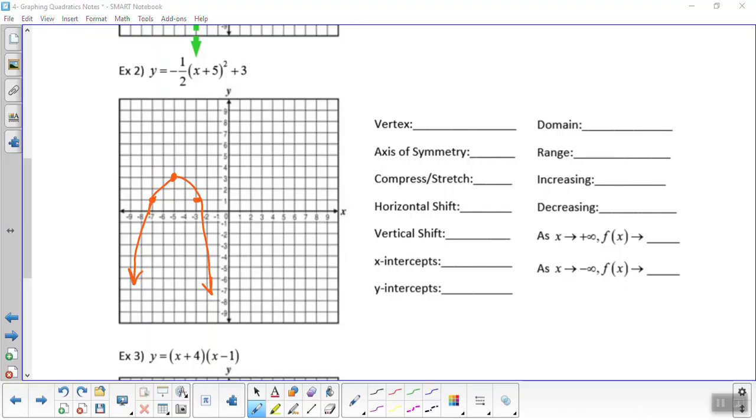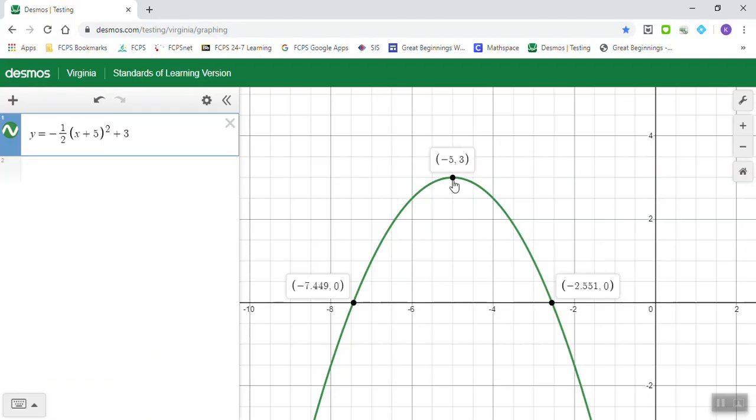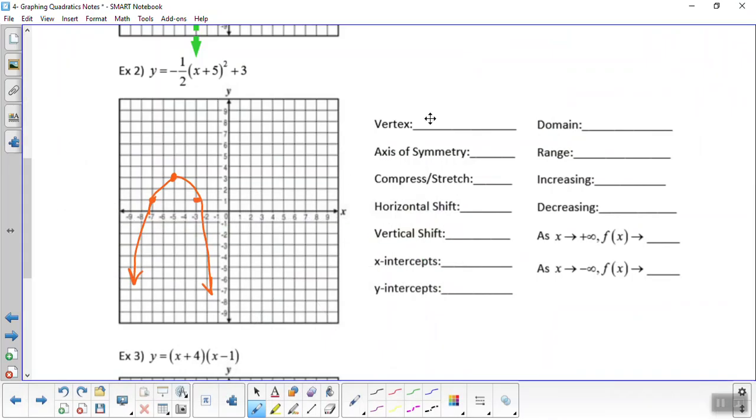Now, our vertex, in this case, is at -5, 3. It is our turning point. It's where it changes directions. It's that corner. So our vertex is -5, 3. And remember, our first number tells us left and right. Our second number tells us up and down from the origin. That was our starting point. So we went left 5 and then up 3.